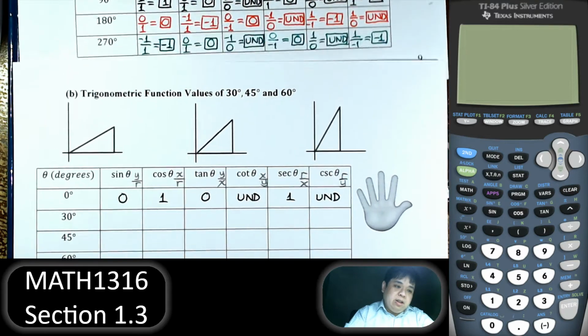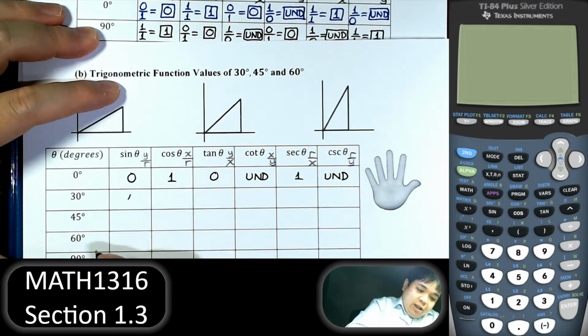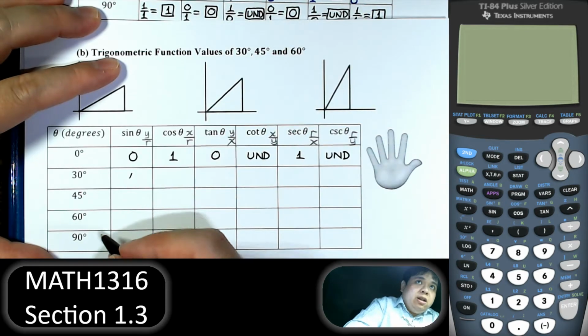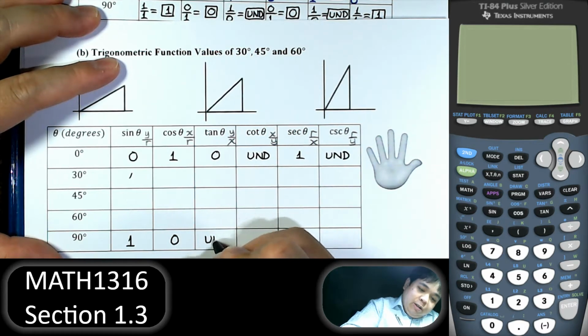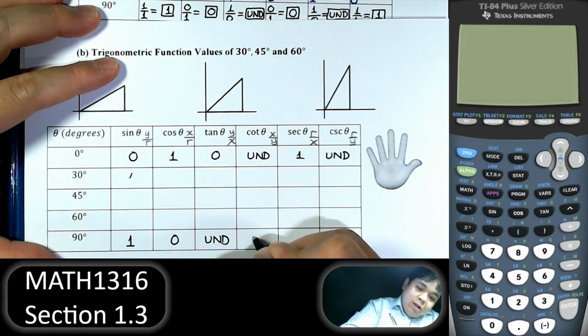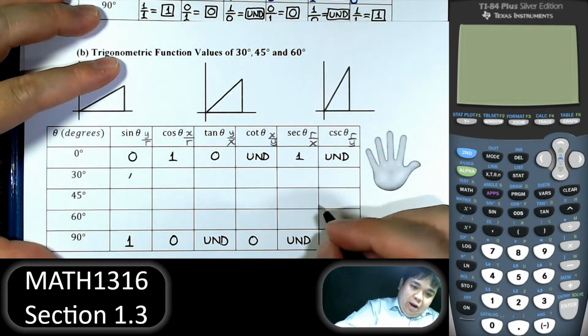For 90 degrees, sorry, it's 1, 0, undefined, 0, undefined, and 1.